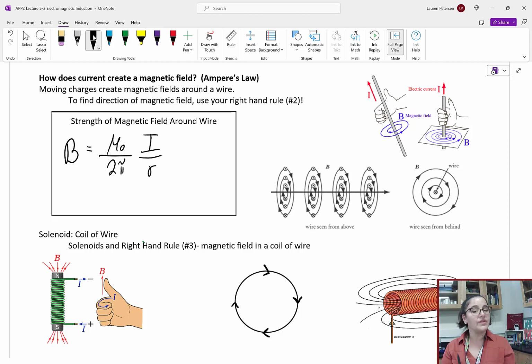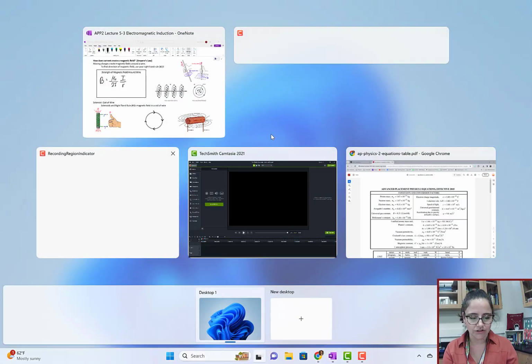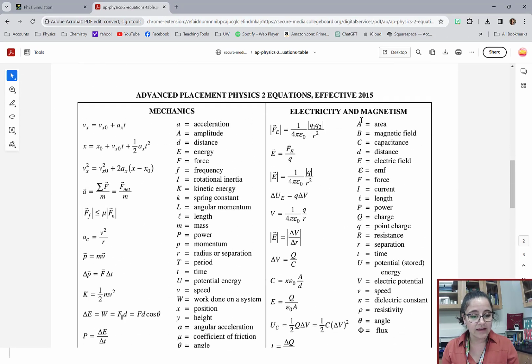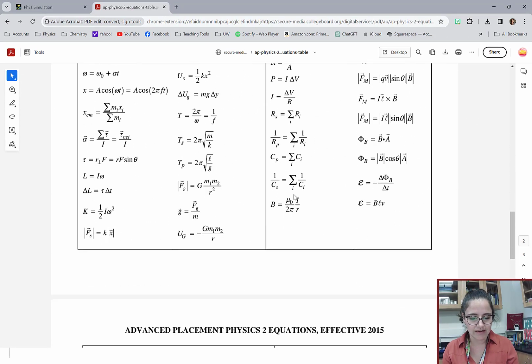R. Okay, now this one is on your equation sheet in the electricity and magnetism section right down at the bottom here. Okay, so B equals mu naught I over 2 pi R.